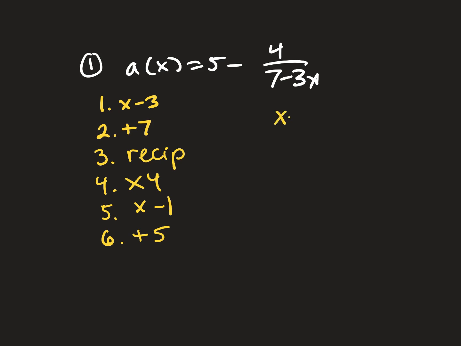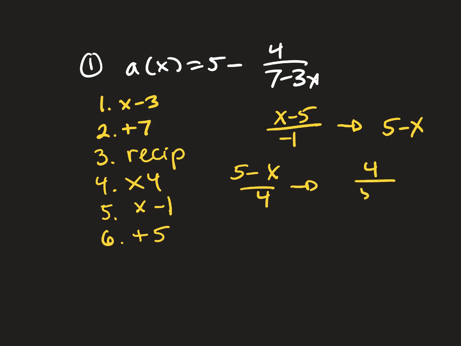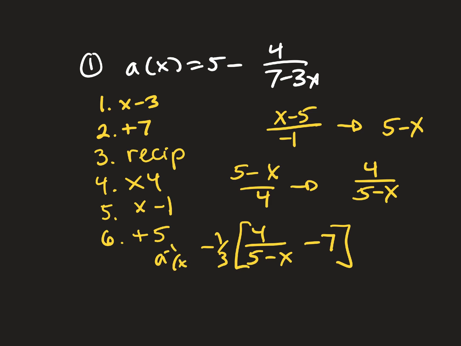We're going to subtract 5, divide by -1, which ends up being 5 minus x. Then the opposite of multiplying by 4 is dividing by 4. So 5 minus x, not 5 minus 4, 5 minus x divided by 4. Then do the reciprocal. So I've got 4 over 5 minus x, minus 7, and then divide by -3, which is the same thing as multiplying by -1/3. So a inverse of x is that.